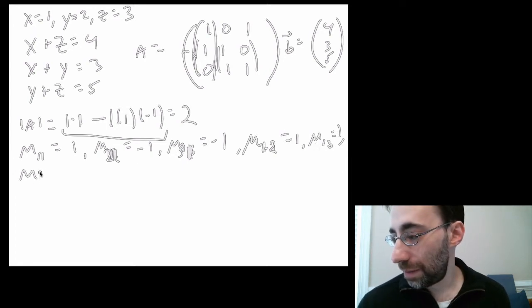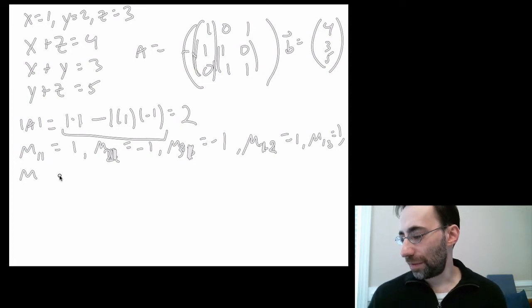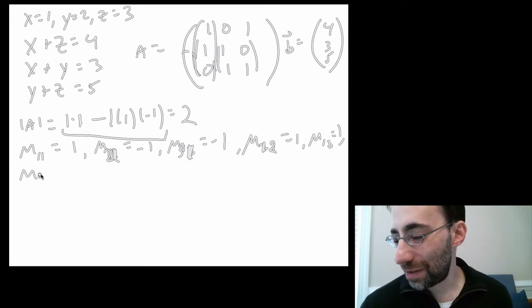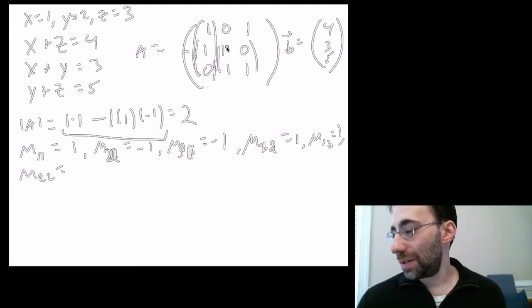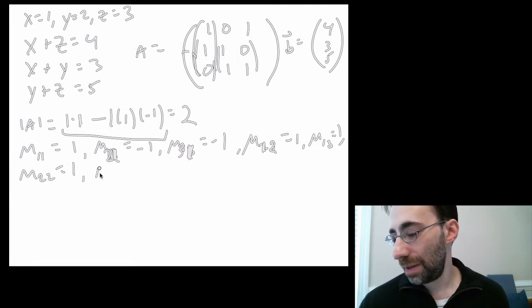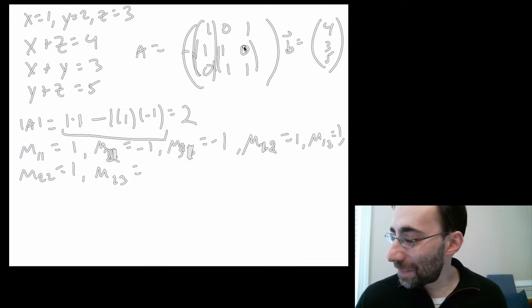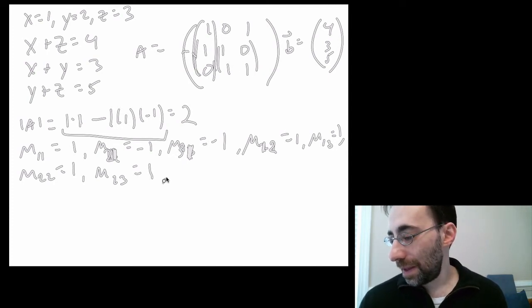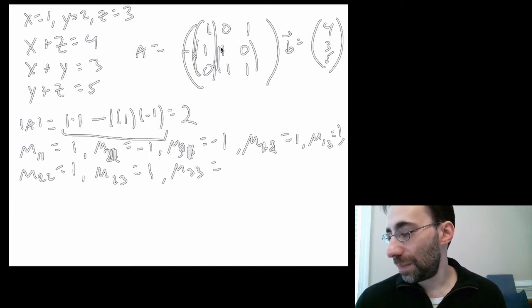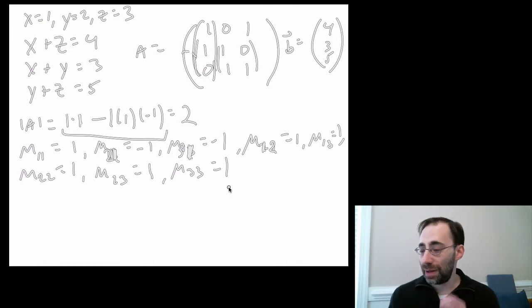Minor 2, 2 is this one, so you get rid of this row and column. You get 1 minus 0 is 1. Minor 2, 3 is this one, so that's 1. And minor 3, 3 gets rid of these two, that's 1. So it's either 1 or minus 1.